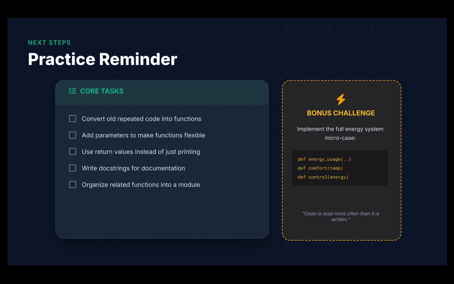This is a reminder and some action items. You are encouraged to convert repeated code into functions, add parameters, use return values instead of only printing, write docstrings, and organize related functions into a module. The bonus challenge is to expand that energy system micro case, which is a nice way you can connect the section back to a somewhat realistic application.